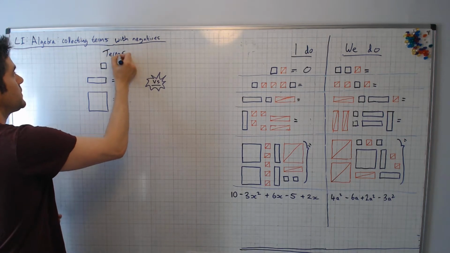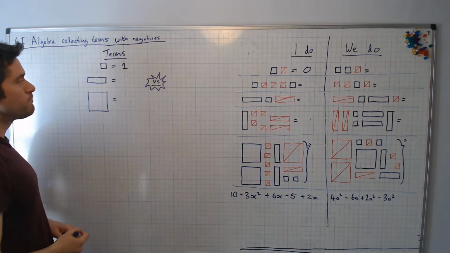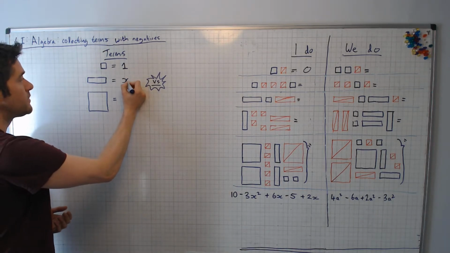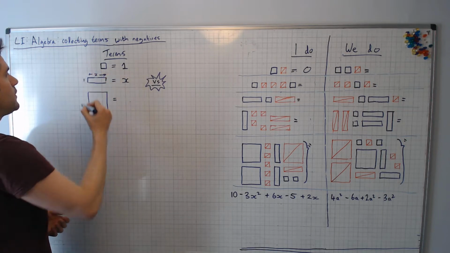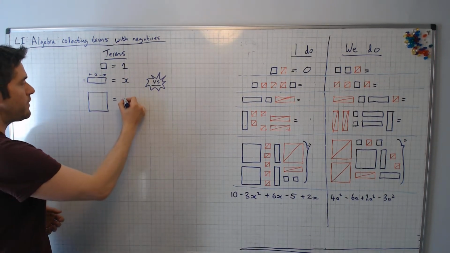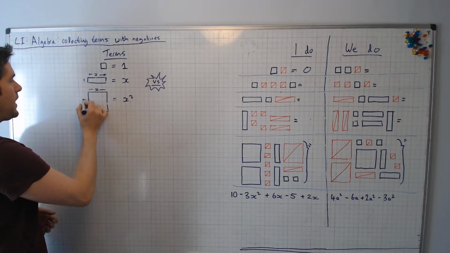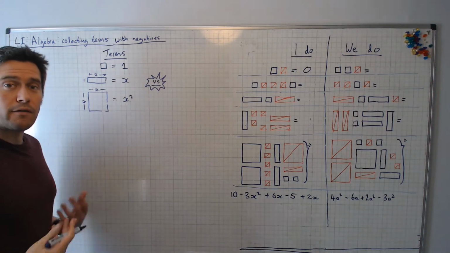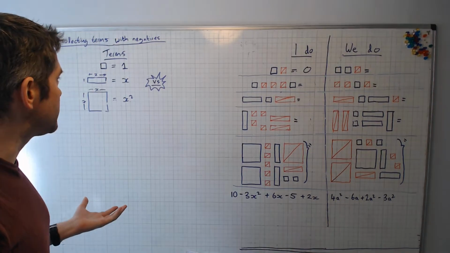We call these terms. We start with the small square, which we're calling 1. Then we have x, that has a width of x, and a height of 1. 1 times x makes x. And then we have x squared. It has a width of x and it has a height also of x. So we have x squared. So these are the terms that we introduced in the last lesson.